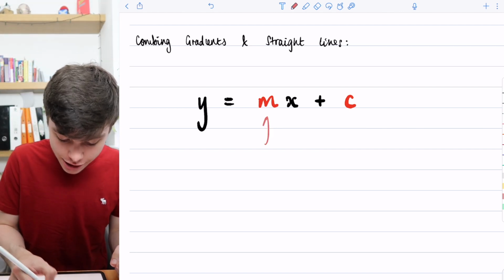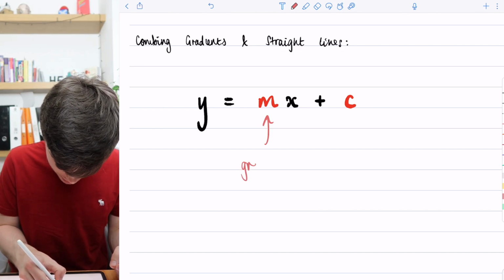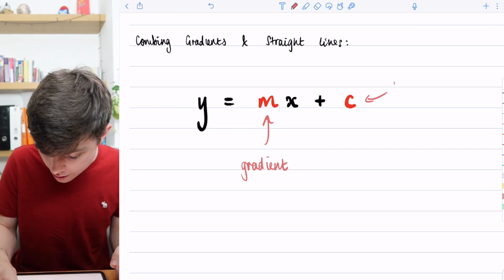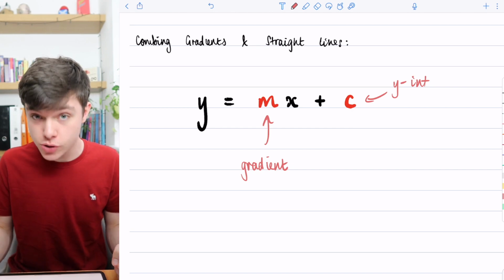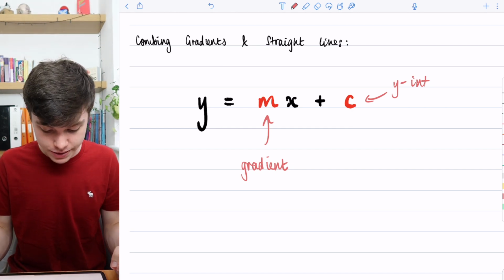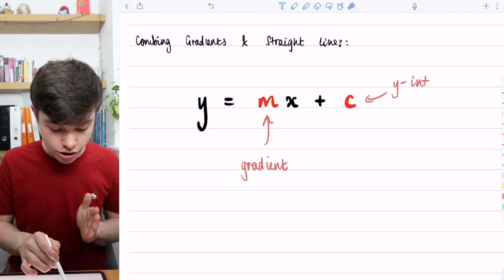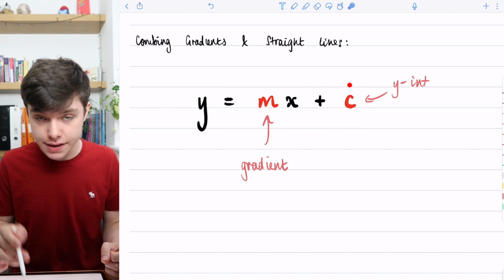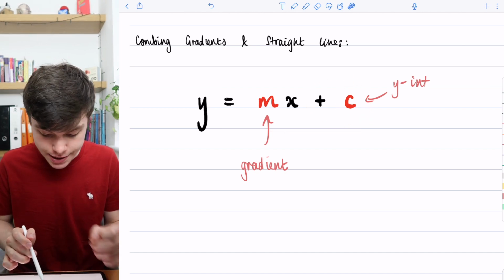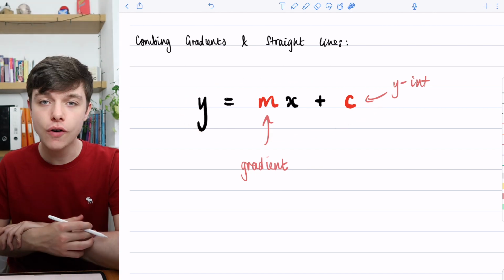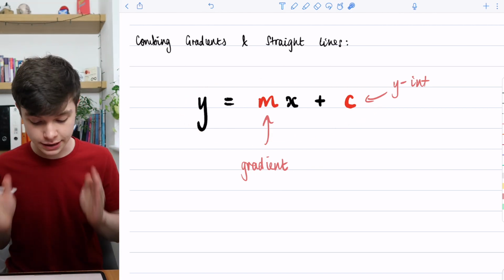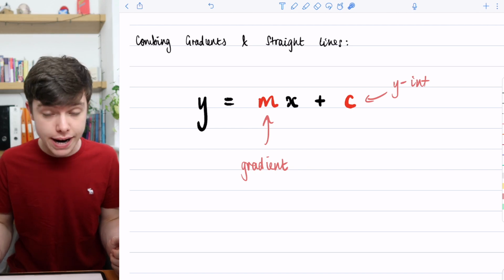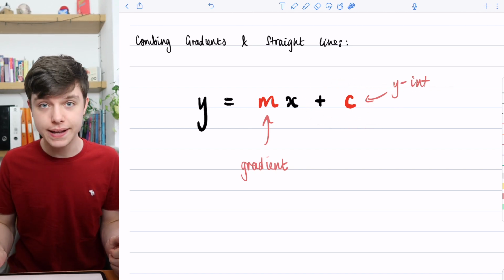m here is your gradient. m is the gradient of your straight line. And c is the y-intercept. I shorten that to y-int, just because I can't bother writing y-intercept, okay? So if you have an equation like this, y is equal to some multiple of x plus c. c might be negative, so you might have minus c. But if you've got something in this form, then you can graph it as a straight line, where the coefficient of x, the number outside of x, is the gradient, and then what we're adding on is the y-intercept.